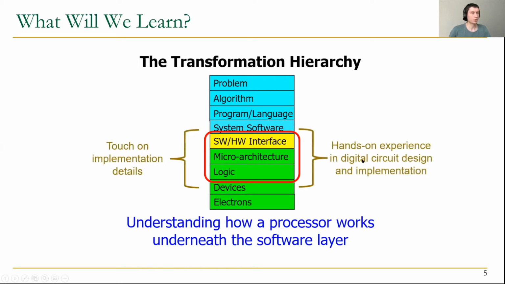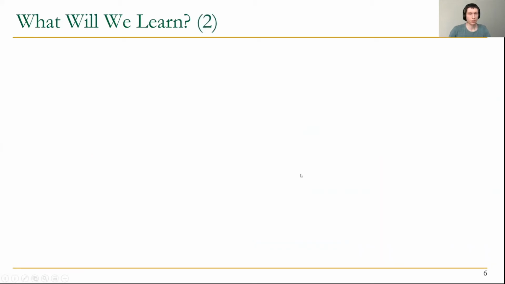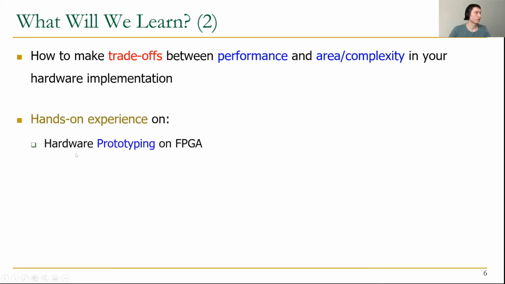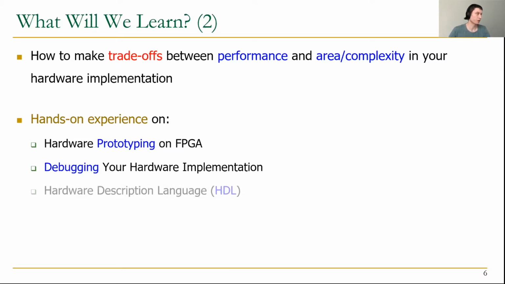Okay, and yeah, so we expect you get hands-on experience in digital circuit design and implementation, and be comfortable working on all these 3 different layers. Also, we expect you to learn to make trade-offs between performance and area complexity when you are designing hardware. In general, we will be doing a lot of hardware prototyping on an FPGA. We will work on some debugging tasks where you try to find what is wrong in the hardware design and learn how to debug these issues in the hardware.